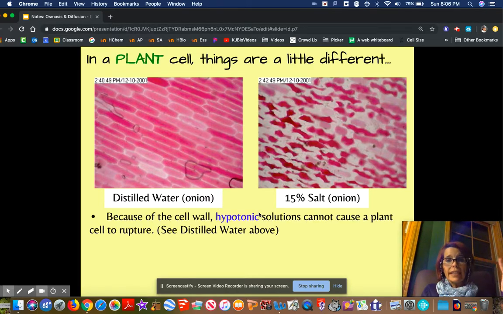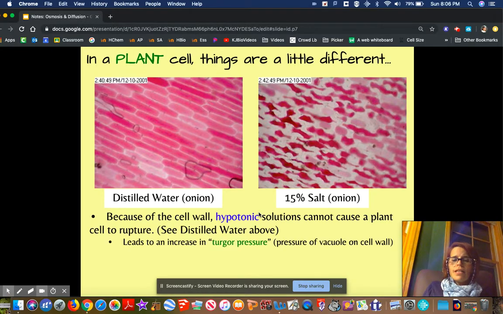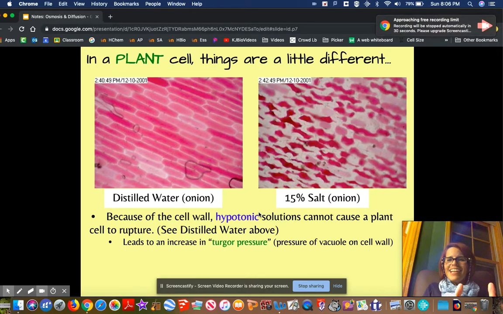hypotonic solution, like distilled water, water's going to rush into those cells like they did in the first picture on the left. And the water fills up the cell, and the cell membrane is pressed against the cell wall. But the cell never pops because it's got that rigid cell wall. In fact, the cell can't even get any bigger because that cell wall keeps it the same size. So what it does is it increases the pressure inside the cell. We call that turgor pressure when it's in a plant cell, and that's actually good to the cell.